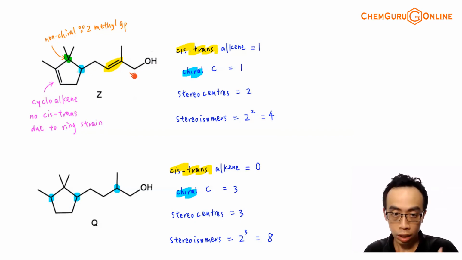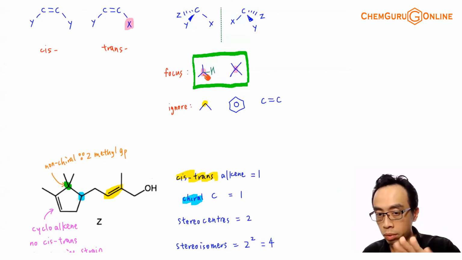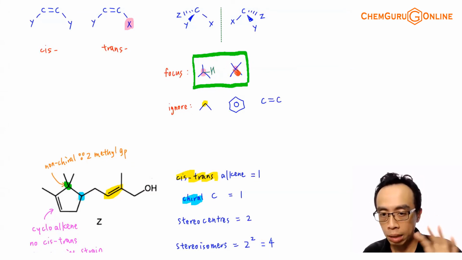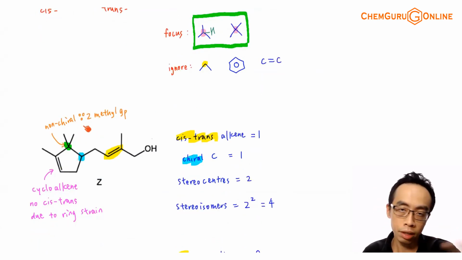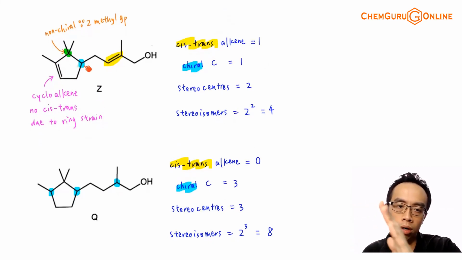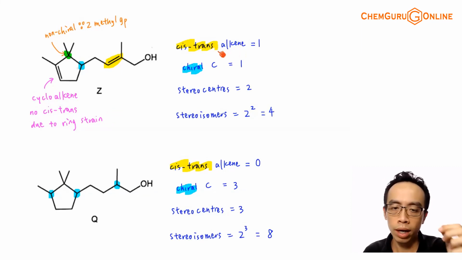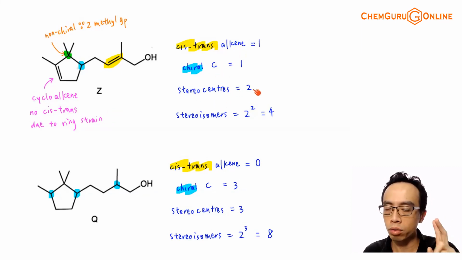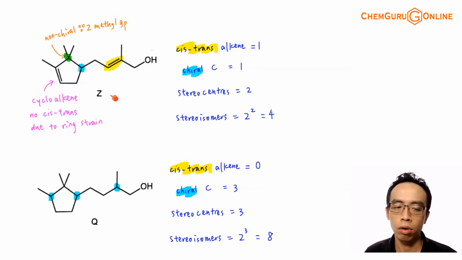CH2 ignore. So if we are familiar with this idea, we only need to focus on carbon bonded to 3 groups, with a hidden hydrogen, or carbon bonded to 4 groups. Most likely this is chiral, but look out for things like this: 2 methyl groups, therefore this is non-chiral. Then very quickly, at one glance across the entire compound, I can identify my chiral carbon. I have 1 cis-trans alkene plus 1 chiral carbon. The total number of stereocenters will be 2. And therefore, the total number of stereoisomers will be 2 to the power of the number of stereocenters. 2 to the power of 2, I'll have 4 stereoisomers for compound Z.